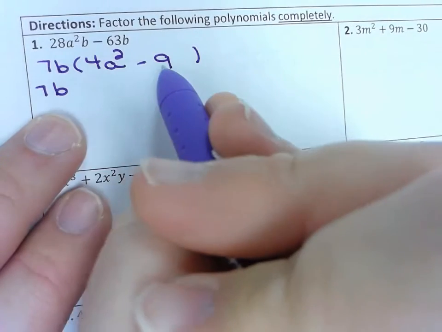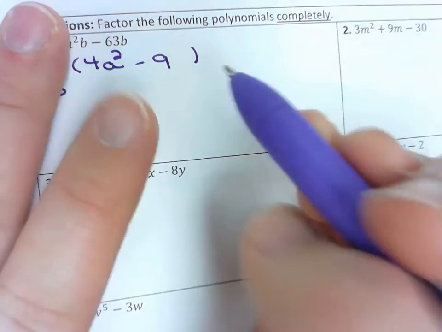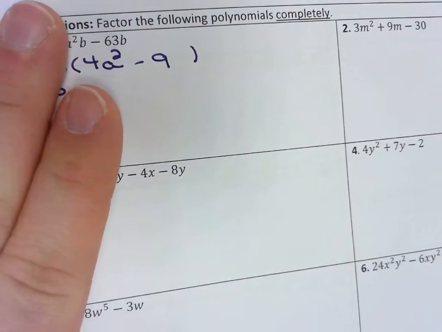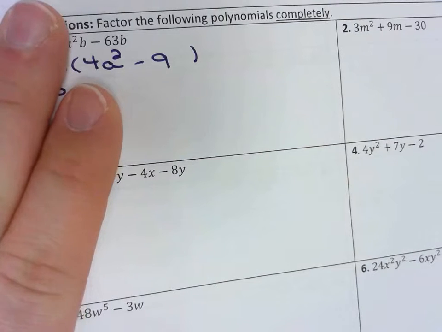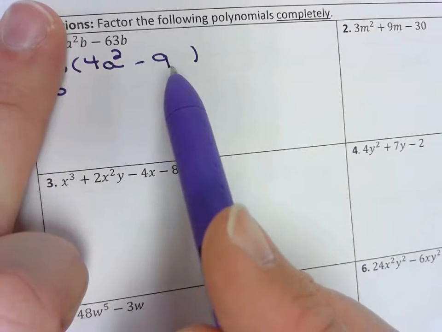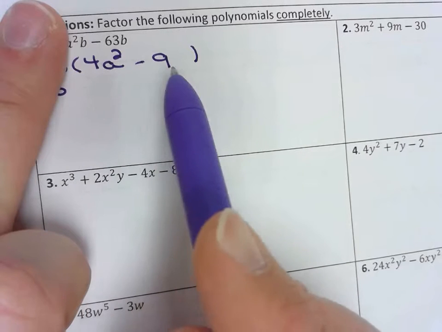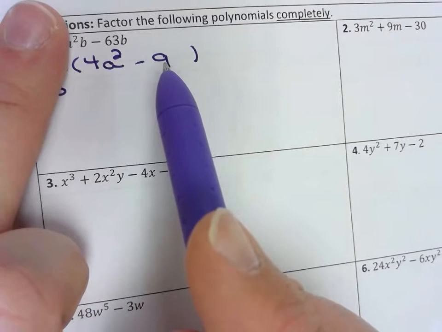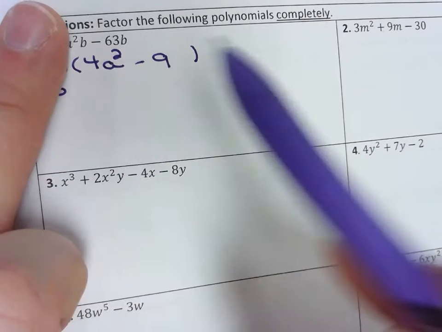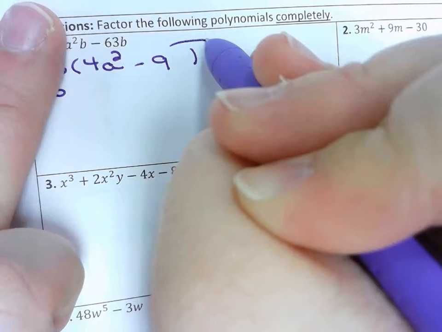Okay, so 4a squared minus 9. So look in your parentheses. Ignore the GCF. It's just hanging out in front. So I look at how many terms I have. I have 2 terms, a binomial. So how do I try to factor something with 2 terms? Look at your reference sheet. Yeah, perfect difference of perfect squares.